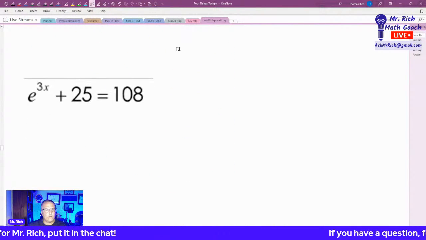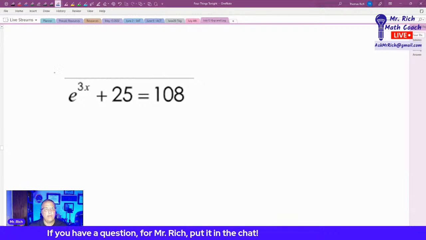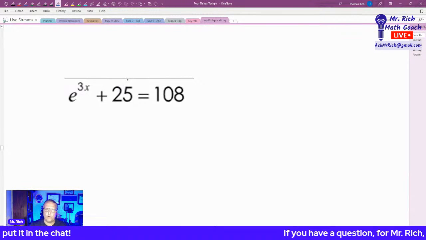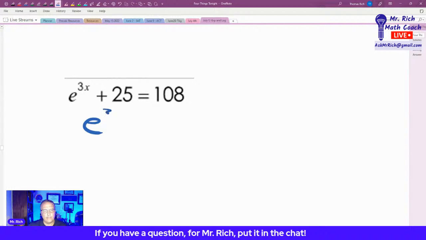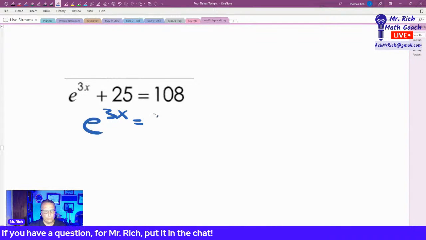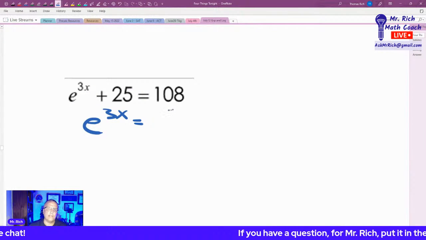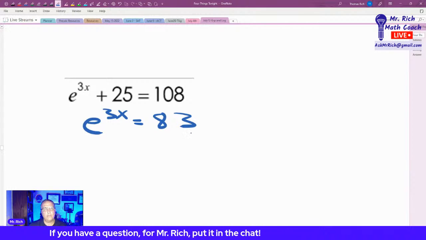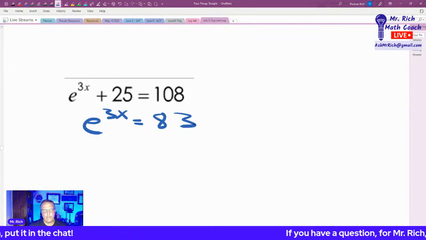All right, let's go down. Let's try another one. So this is e to the 3x power, and I'm going to, again, use logs on both sides. But before I do that, I do want to isolate my exponential portion of this. So I'm going to subtract 25 on both sides. So I've got e to the 3x equals 108 minus 25. And what's that going to be? I believe that's 83, if I did that right. Would that be right? I think it is. 83 plus 25 is 108. Yeah. So I've got e to the 3x equals 83.